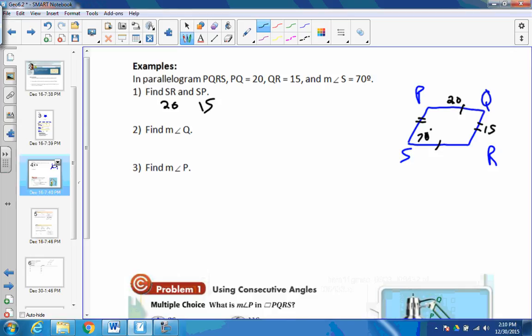Find the measure of angle Q. Well, we know that opposite angles are congruent in parallelograms, so that would be 70 degrees. And then we know that consecutive angles are supplementary, so 180 minus 70 would be 110 degrees for angle P. All right, so there's using those properties a little bit.